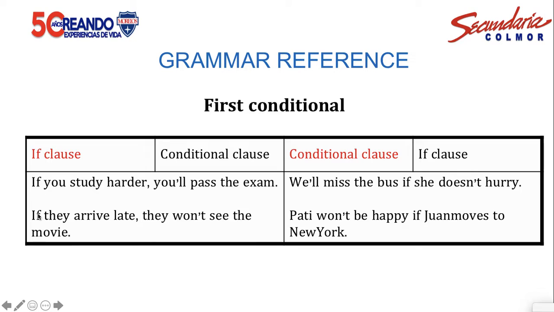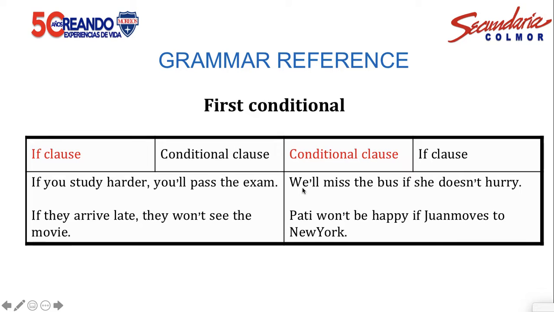The second example is: if they arrive late, they won't see the movie. So we are using the if clause here at the beginning. If they arrive late, they won't see the movie. This is what's going to happen or what can happen. So now we are changing: the conditional clause at the beginning and the if clause at the end.